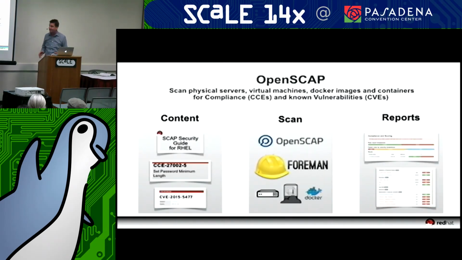And so OpenSCAP consists of really three things: content, scan, and reports. Content, Red Hat is providing security guides for our distribution. Other distributions are also providing guides as well. The CCEs are driving the checklist for compliance. And then the CVE database is really driving the vulnerability notifications as well.